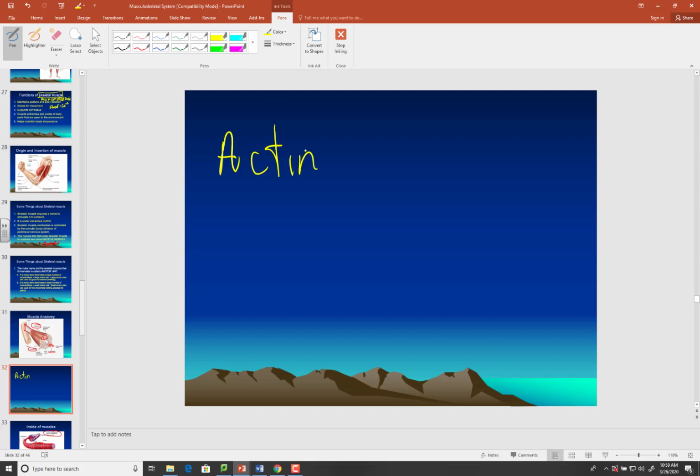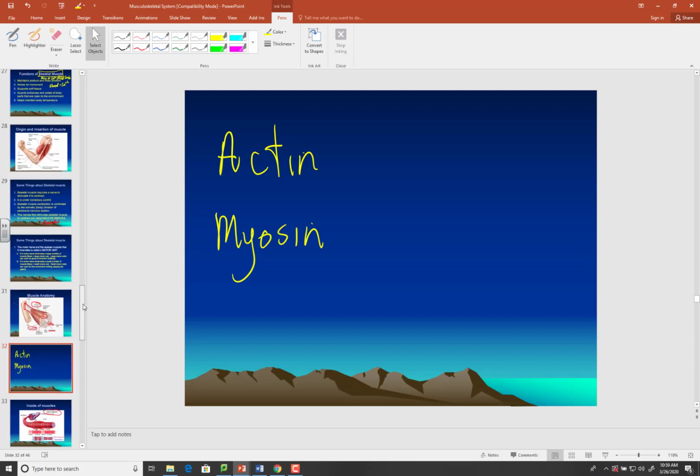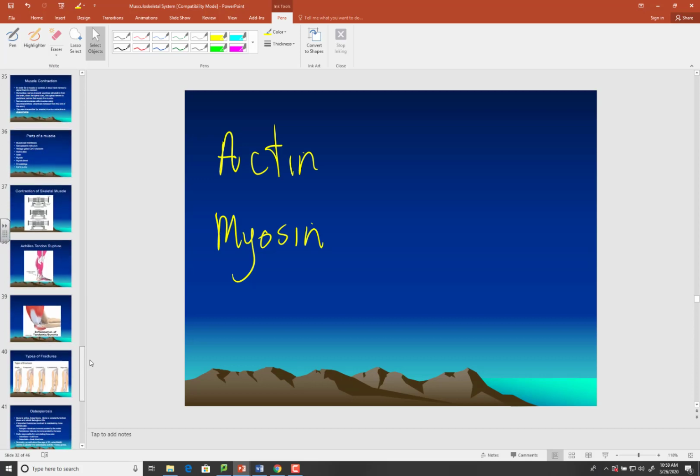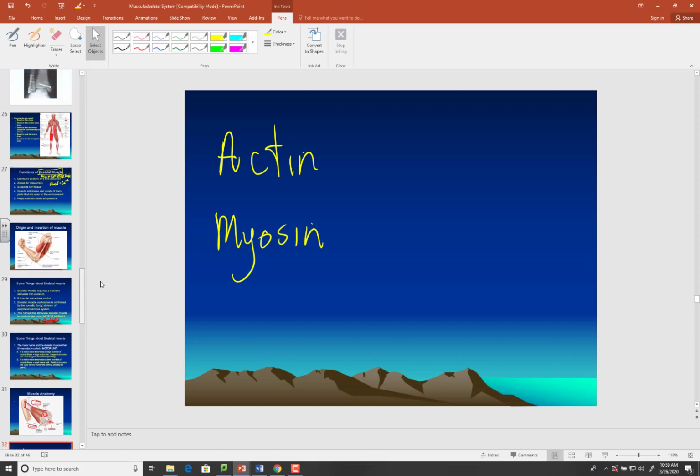And the two most important contractile elements in muscular contraction are actin and myosin. Now, I don't care about thin or thick filaments, right? Clinically, who cares, right? But what I want to be able to explain to you is how at a basic level the skeletal muscle contracts, all right? So we're looking at the core of muscle contraction.